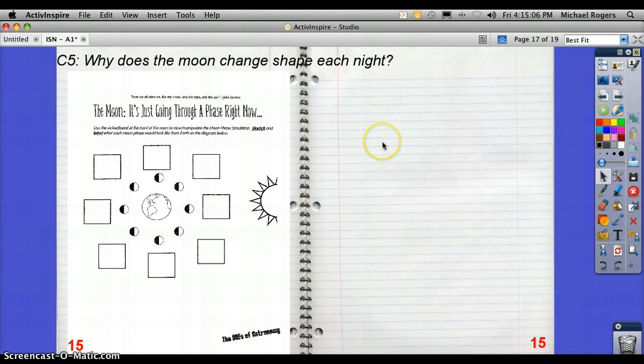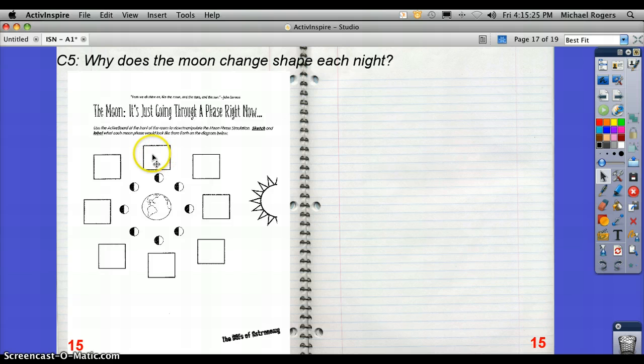Why does the moon keep changing shape each night? Why do we go through phases? And if you recall in class, we had an activity where we had the active board set up, and you could manipulate and move the moon around the Earth in different locations, and you could see it's a new moon over here and a full moon over here, and as it goes around, we go through different phases.